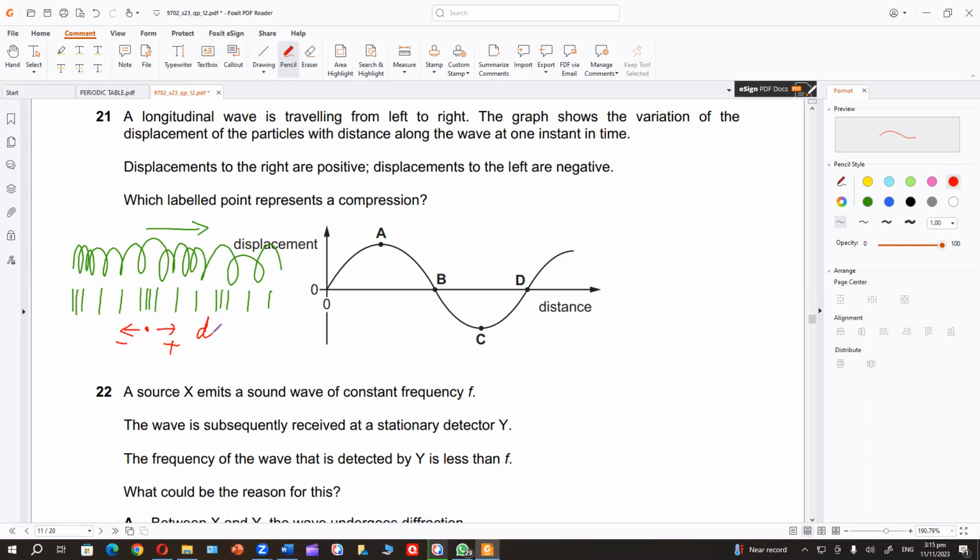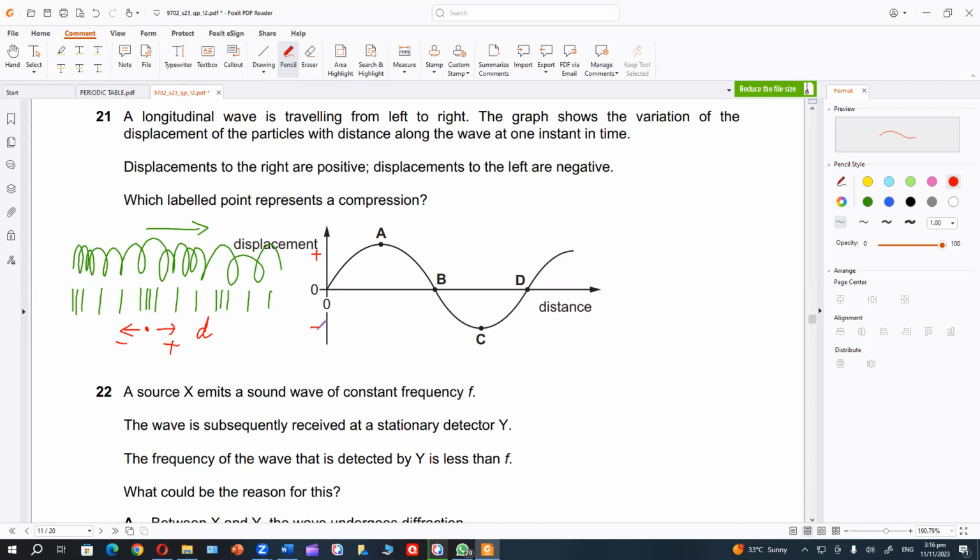The compression is a region of high pressure, and displacement is positive and displacement is negative. And here at B displacement is 0, at D displacement is 0. At the center of a compression or at the center of a rarefaction, displacement becomes 0 because they stop. So would it be B?